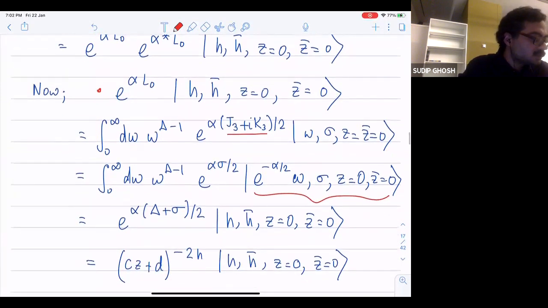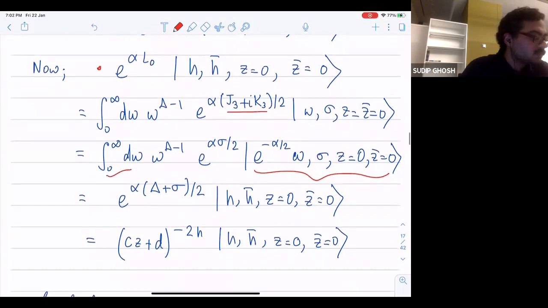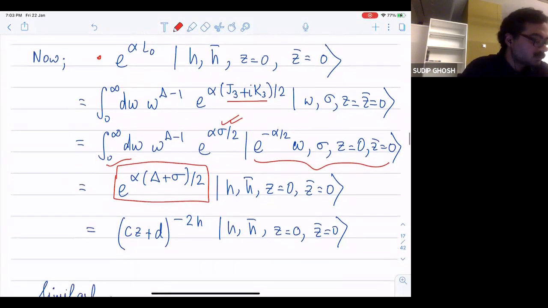But since we are anyway integrating over all the energies, you can change variables and define a new omega by doing some rescaling of variables. Then you can bring this back to the same form. If you do that, you get a Jacobian from this transformation, and that Jacobian combines with this exponential factor, and at the end of the day gives you this guy.